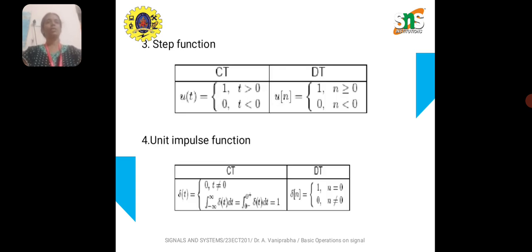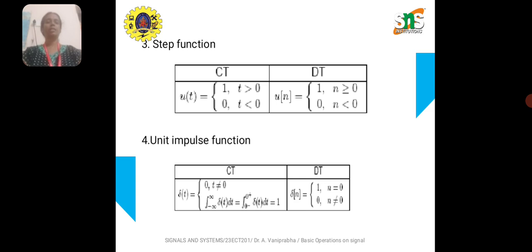What about the step function? It is represented as u of t is equal to 1 for t greater than 0. So whenever t is greater than 0, u of t is always equal to 1. It is always high logic. As we switch on, the light is continuously in the on state. The best example for a step function is switching on and off.